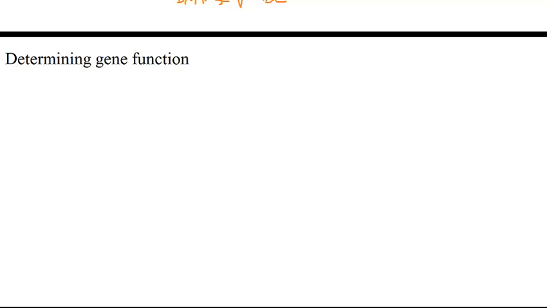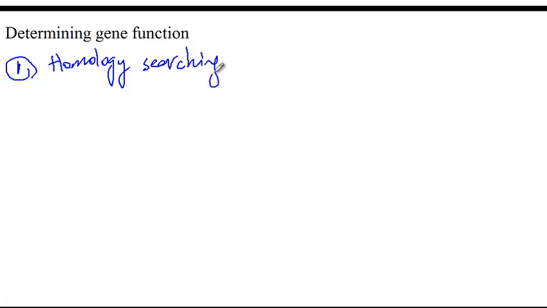The next topic is how to determine a gene function. Let's say we've isolated a gene and we want to know what its function is. So how could that be done? The first technique is by homology searching. How that's done is that we have the genome for certain animals. Like for instance, we have the genome for Drosophila, and we also have the genome for human.